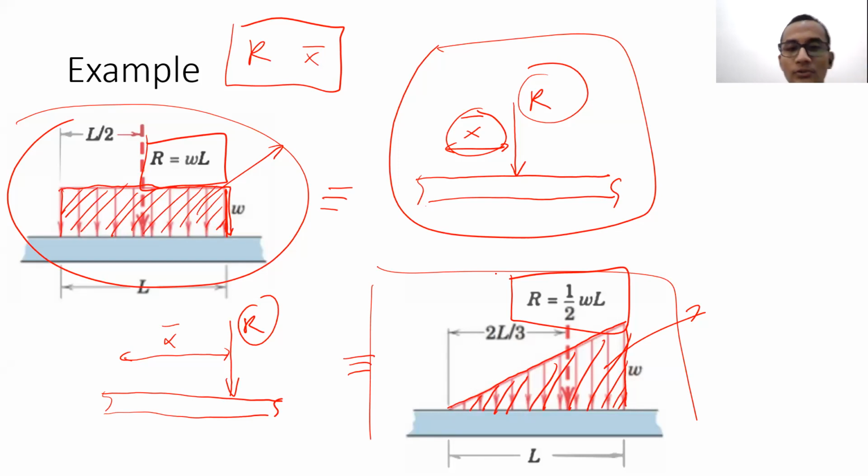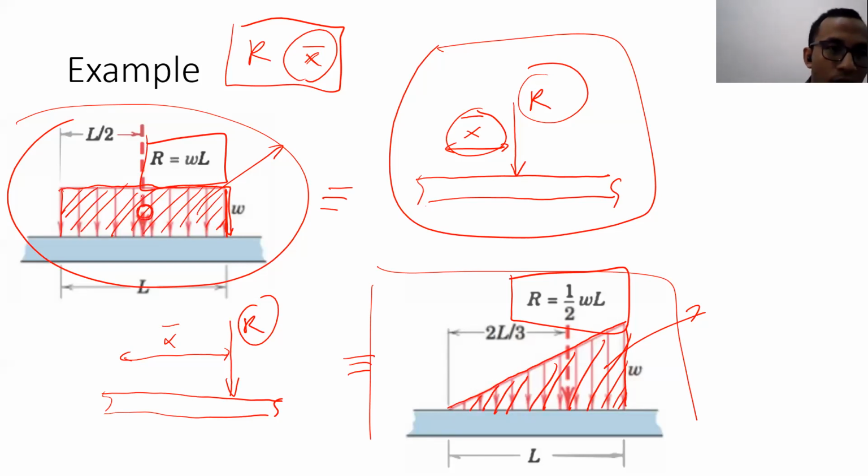Then the second thing that you're supposed to know as well is the location where you're supposed to put R to represent the distributed force. The location cannot be just, okay, I found the R, I can put it anywhere. No, it's not like that. You have to put it at a certain location to represent the distributed force. How to find the X bar? X bar is actually the centroid of the area.